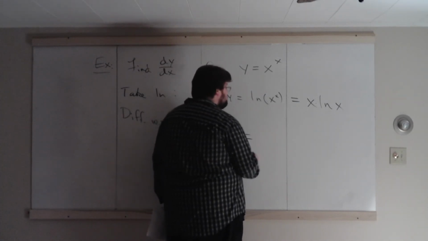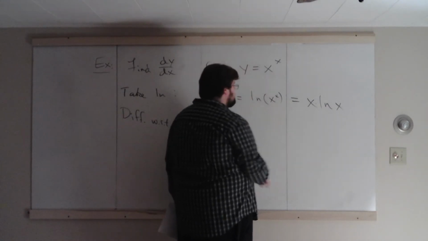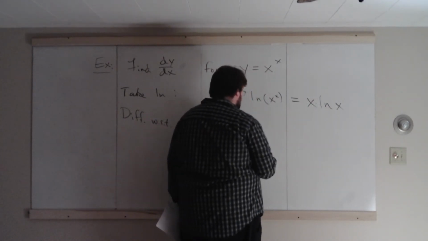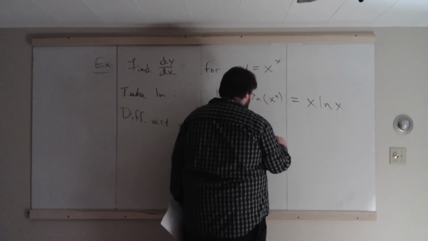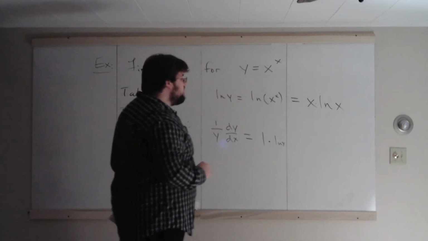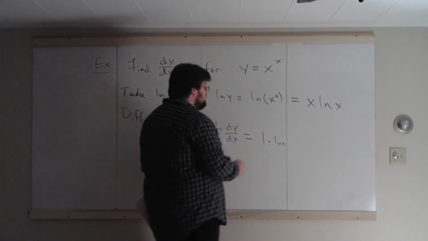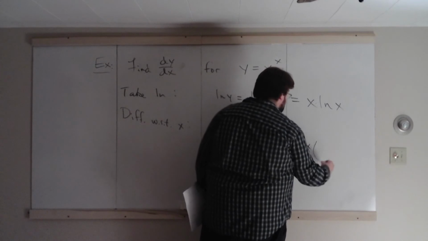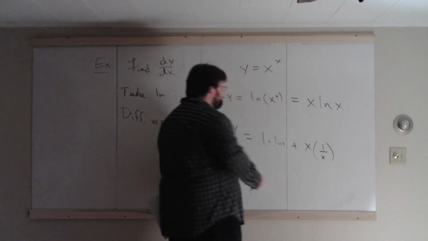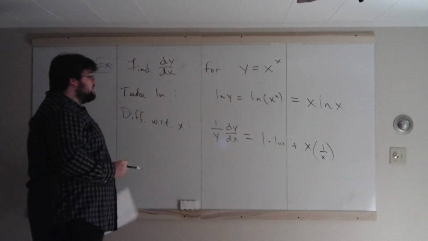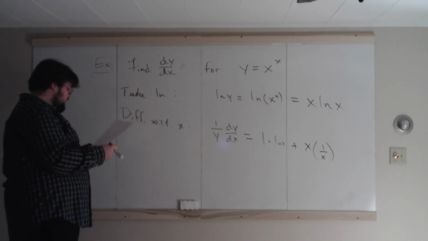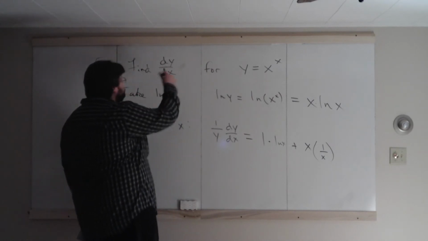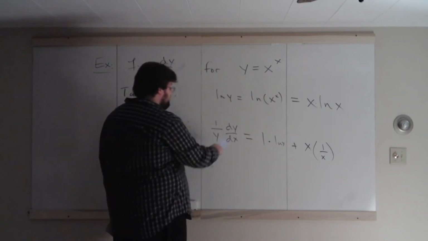On the right side, what do we get? Well, the right side we have just x's. We do have a product, however, so we need to use the product rule. So we get what? 1 times log x. The derivative of x is 1. So 1 times log x plus x times the derivative of log x. So we get 1 times log x plus x times 1 over x. Well, we want to find dy/dx. There's dy/dx.